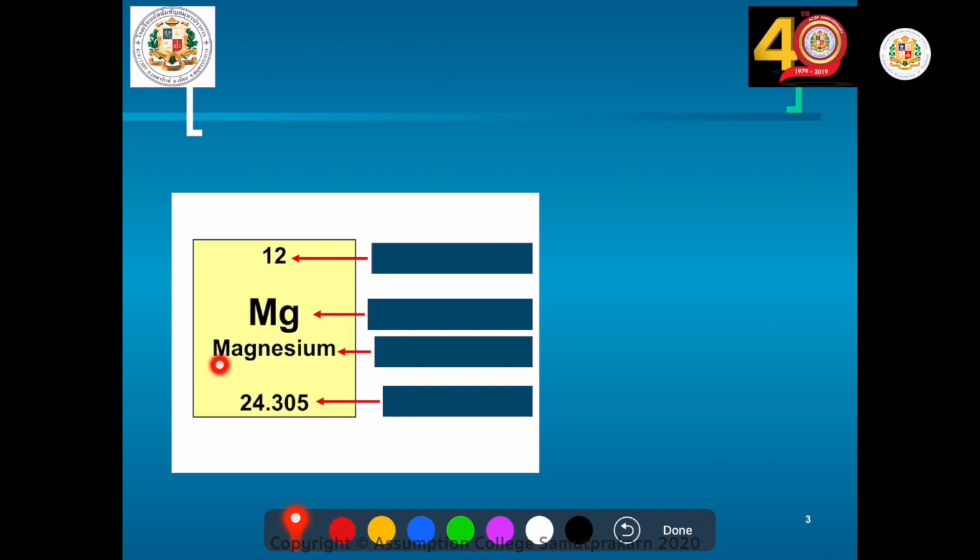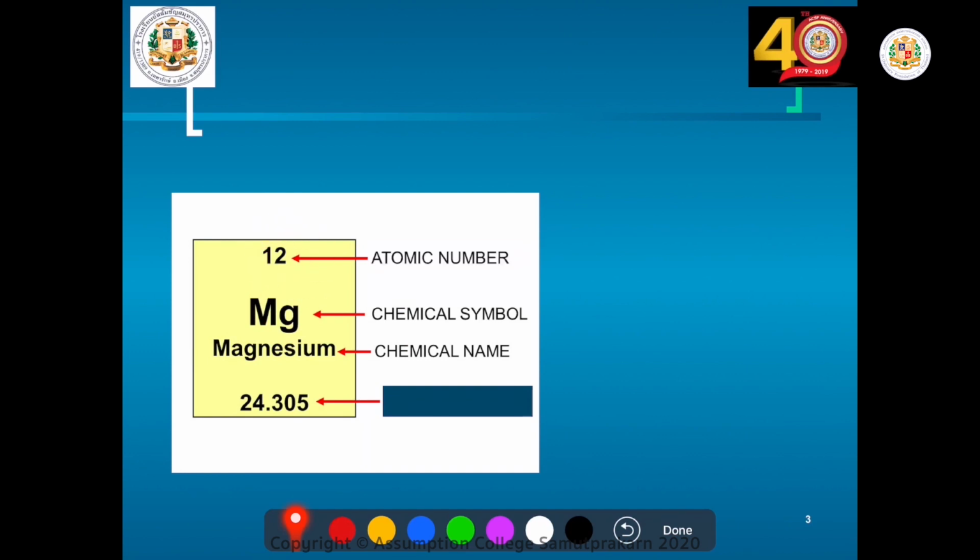Now, this name is what we call? Very good, it's the chemical name or the name of the element. And this name of the element is accompanied by this letter. For magnesium, we have Mg. What do we call Mg? Very good, it's called the chemical symbol. And the number at the top is called? Very good, it's the atomic number. And the number below is called? Very good, it's the atomic mass.